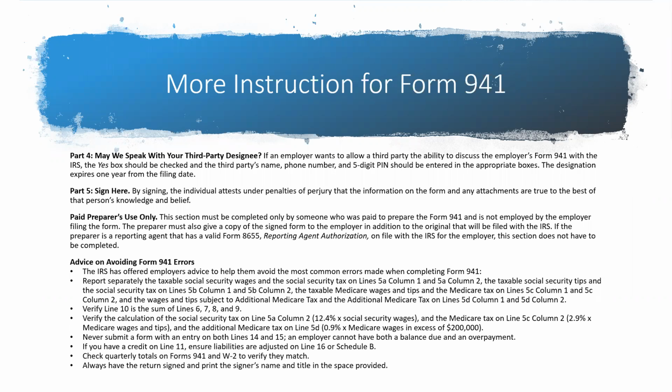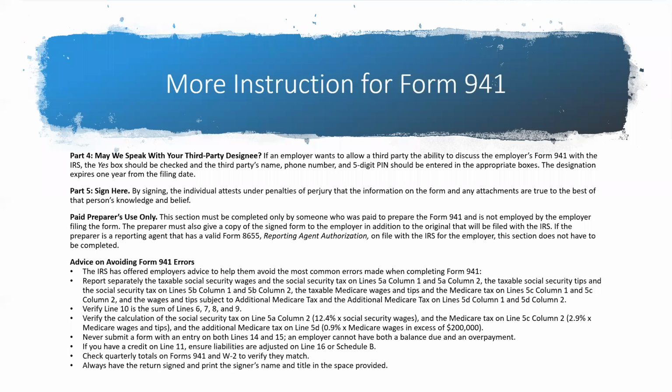Paid preparers use only. That section must be completed only by someone who is paid to prepare the 941 and is not employed by the employer for filing the form. The preparer must also give a copy of the signed form to the employer in addition to the original that will be filed with the IRS. If the preparer is a reporting agent and has a valid Form 8655 on file with the IRS, then that section does not have to be completed. So if you have that Form 8655, then you don't have to complete the paid preparers section.